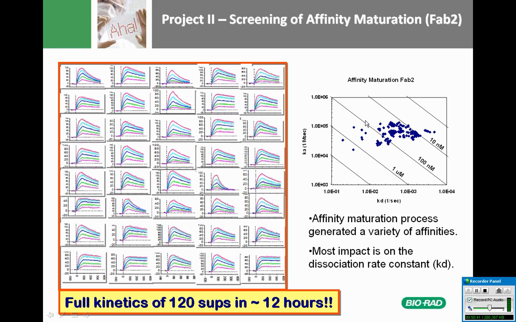So we could screen a big number of mutants. For example, the kinetic binding constants of 120 SUPs could be determined in 12 hours, which is very powerful. Each cycle is about half an hour, depending on how much association and dissociation time you collect.